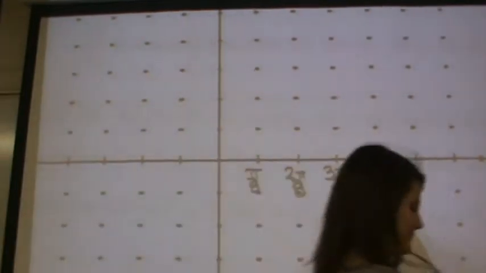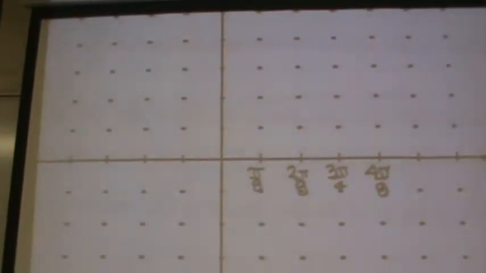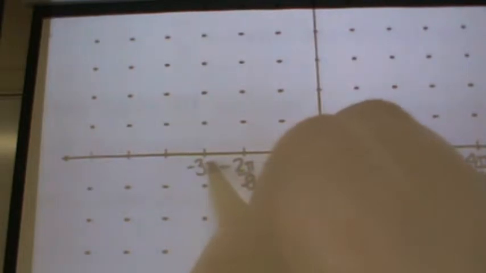And by the way, what's another name for 4 pi over 8? Isn't that our period? Okay, and now we're going to go the other way: -1 pi over 8, -2 pi over 8, -3 pi over 8, and -4 pi over 8.